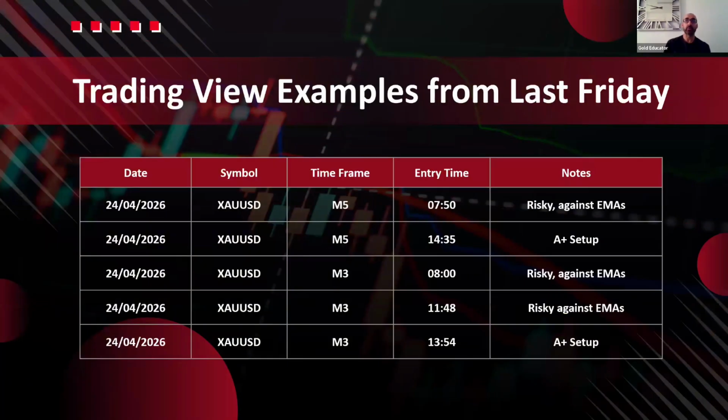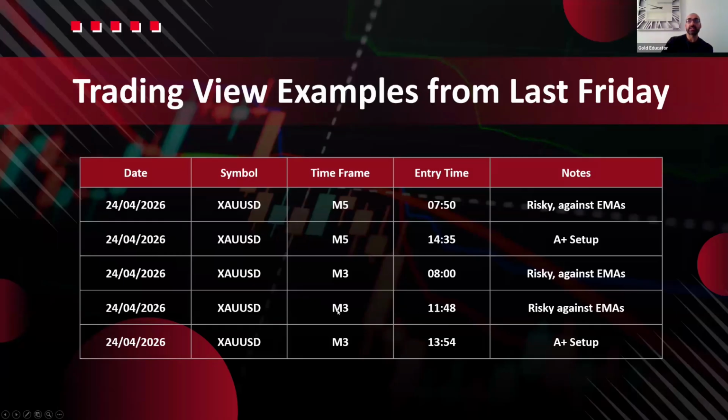It was a little bit hardcore, but if you want to take a screenshot of this, these are some examples that I picked out from Friday. The one that we went through was the second one here. That first one is how backtesting is done basically. This is the 24th of April, gold, M5 time frame, which is the 5-minute chart. 750 was that initial entry, which I noted here as risky because it's against the EMAs. The other one was an A+ setup.